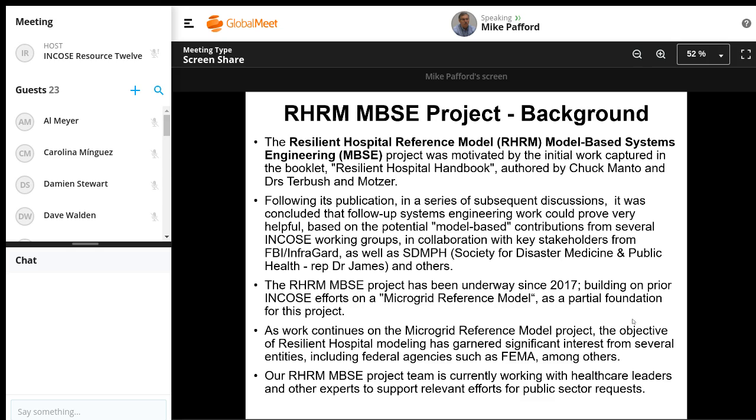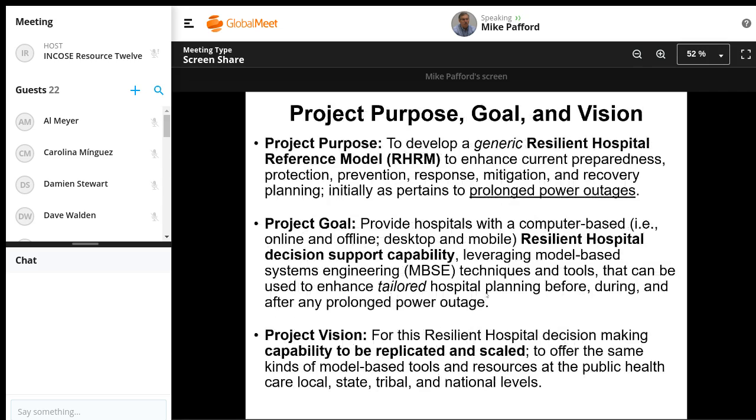Now, the Resilient Hospital Reference Model MBSE project has been underway since 2017, building on prior INCOSE volunteer efforts on a microgrid reference model as a partial foundation for this Resilient Hospital project. The work does go on still on the microgrid reference model project. The Resilient Hospital modeling has garnered significant interest from several healthcare entities, including federal agencies such as FEMA, DHS, HHS, and so on. Our project is currently working with healthcare leaders and other experts to support relevant efforts for public sector requests for resilience and resilience assessment.